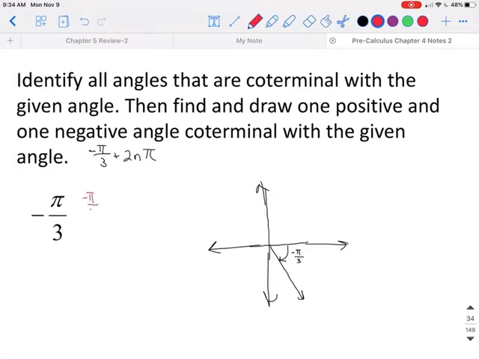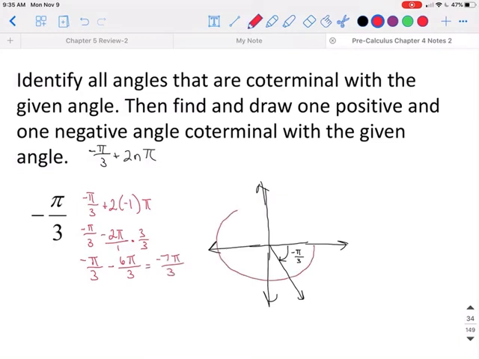So to find a negative coterminal, we're going to do negative pi over 3 plus 2 times negative 1 times pi, or negative pi over 3 minus 2 pi. Now to be able to add fractions, we need them to have the same denominator. So if this is negative 2 pi over 1, we can multiply the top and the bottom by 3, so they have the same denominator. 2 times 3 gives me 6 pi over 3. Negative pi minus 6 pi gives me negative 7 pi over 3. So we would still go clockwise. You would do a whole circle, and then you would continue on until you hit that terminal side, which would give us negative 7 pi over 3.